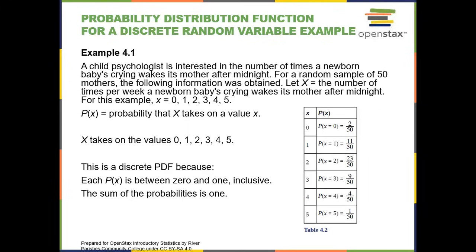So the mother can wake up 0 times, which means not at all, 1 means 1 time, 2 means 2 times, and so forth. This is a discrete probability distribution.